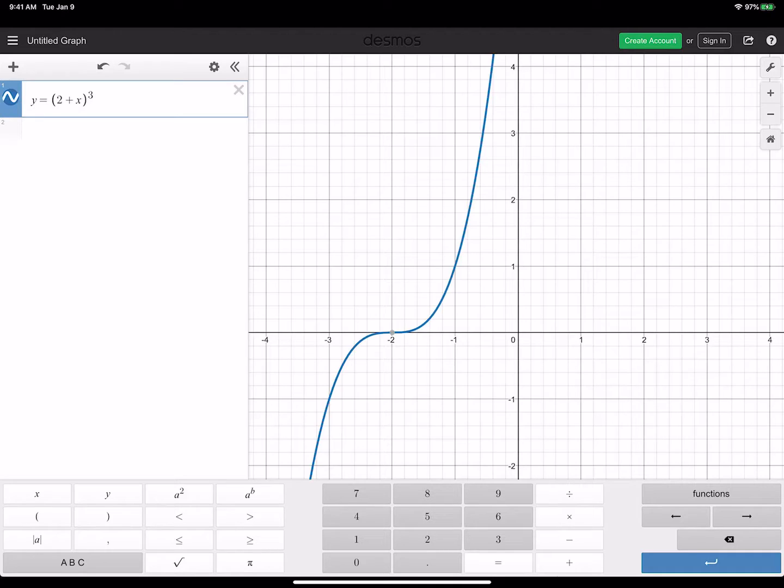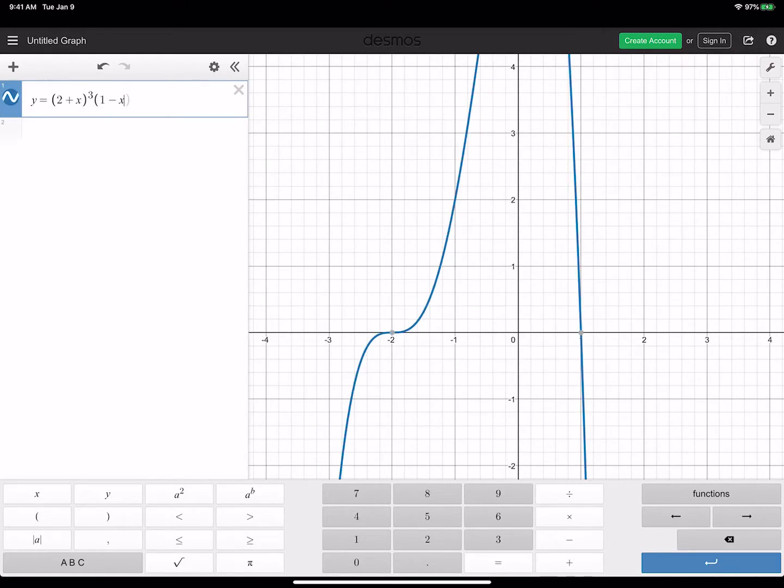Notice the end behavior here. You can use those limits at infinity and minus infinity to look at end behavior. But that's not what we have. We also have what? What was that? 1 minus x? So this is times 1 minus x.